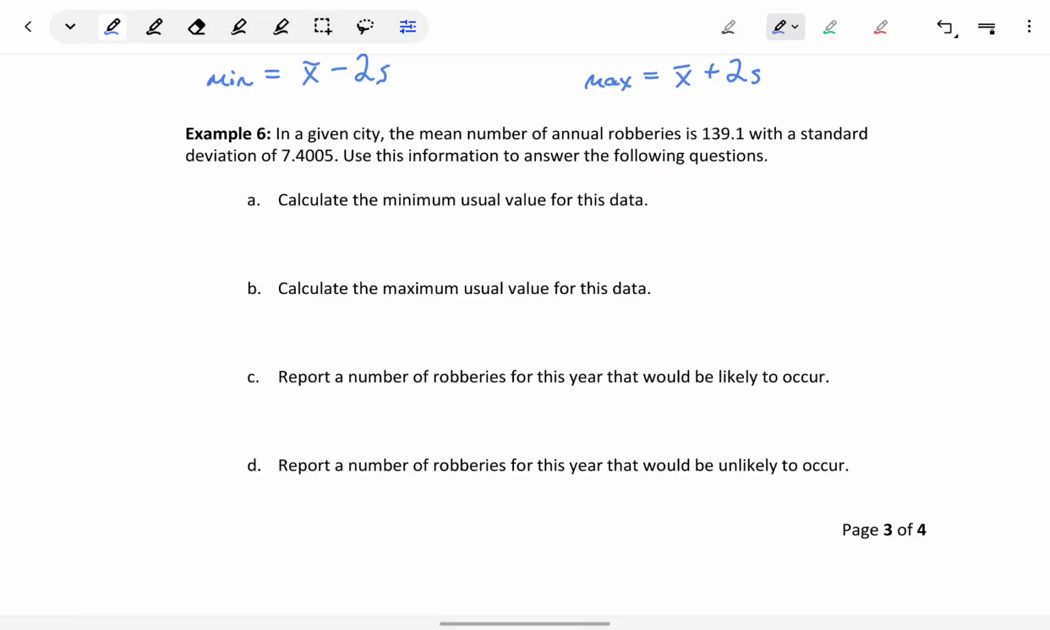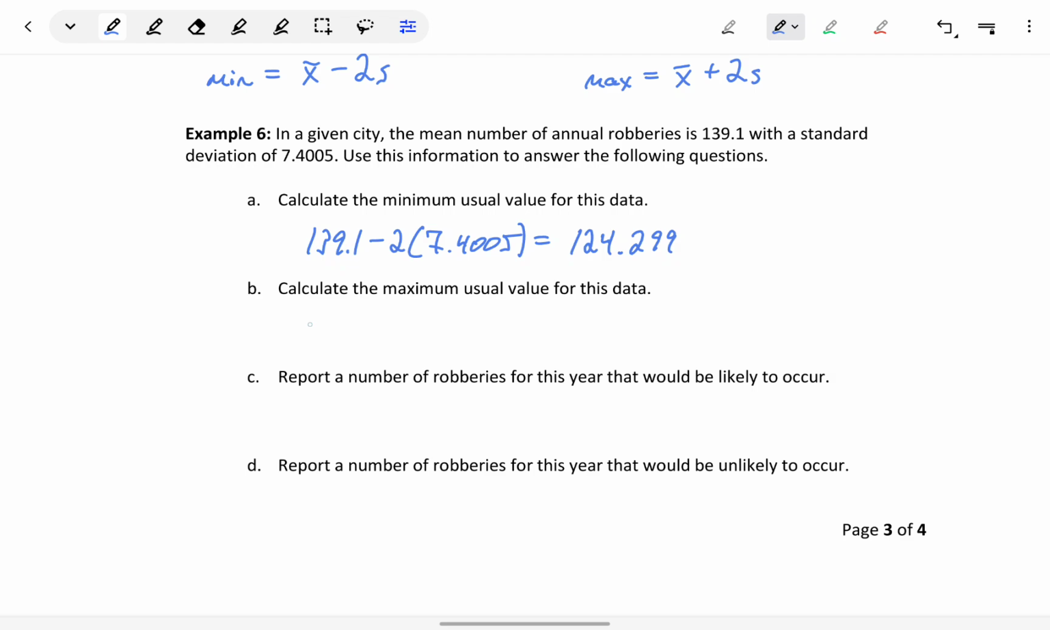In example 6, we're told that in a given city, the mean number of annual robberies is 139.1, the standard deviation of 7.4005. Using this information in part A, we want to calculate the minimum usual value for our data set. So we take our sample mean, 139.1, minus 2 times the given standard deviation of 7.4005, and we would get 124.299.